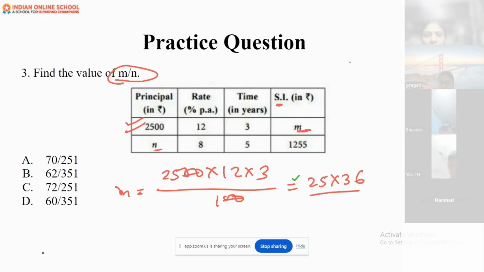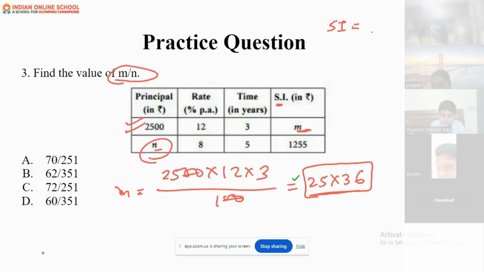Don't solve this multiplication, just keep it as it is, because we need to divide at the end. Why do we need to multiply? It will take more time. So just keep it like that. Now find the value of n. M is the same form. 900. Okay.